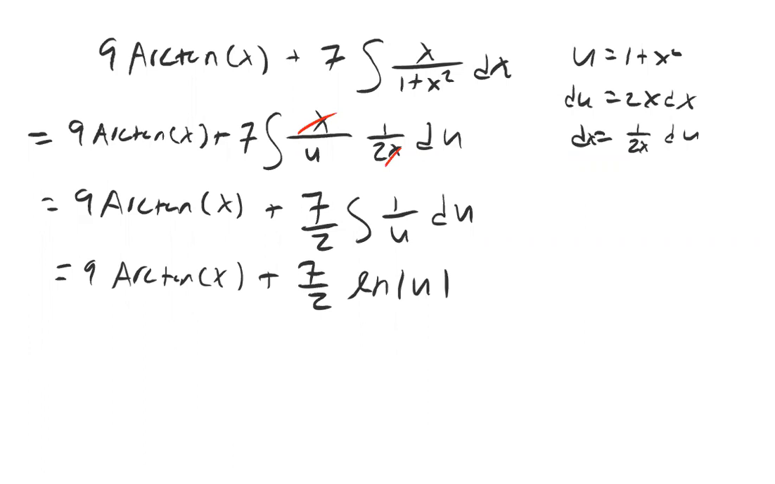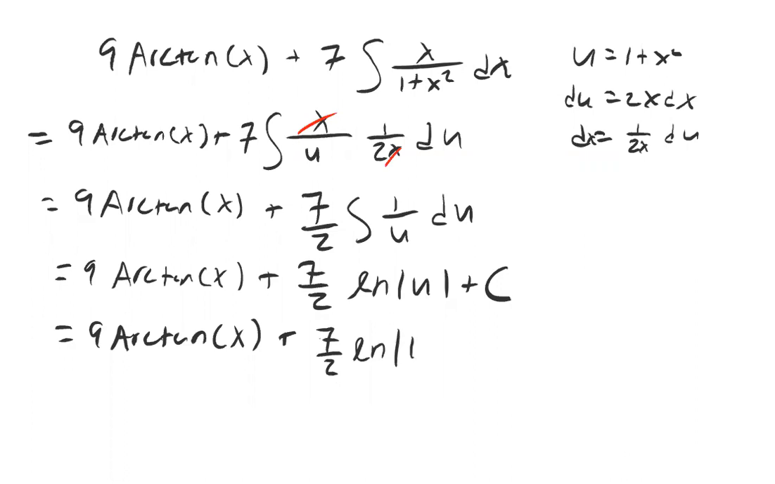And now I go back and plug in terms of x. Oh, sorry, forgot the plus c. Now I go back and plug it in terms of x, because this is an indefinite integral. 7 halves ln of the absolute value 1 plus x squared plus c. And this can be my final answer.